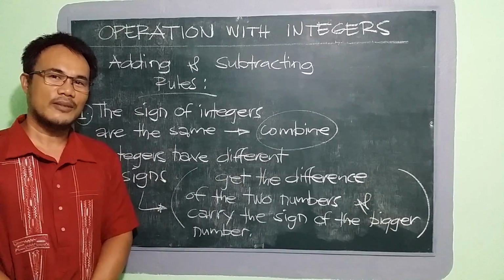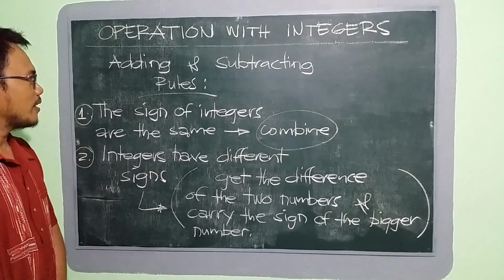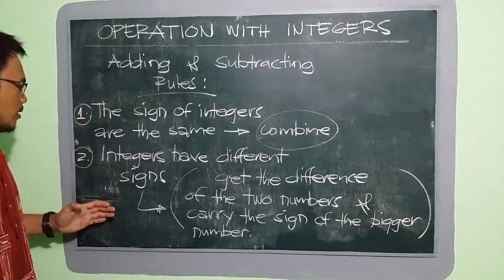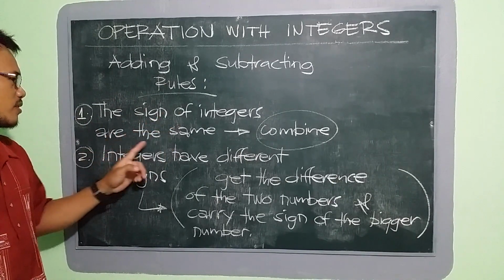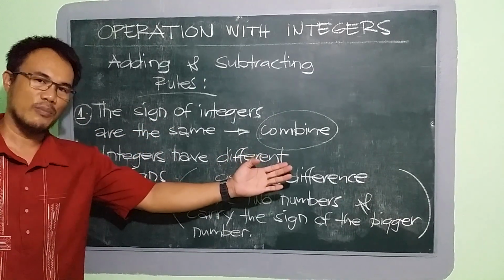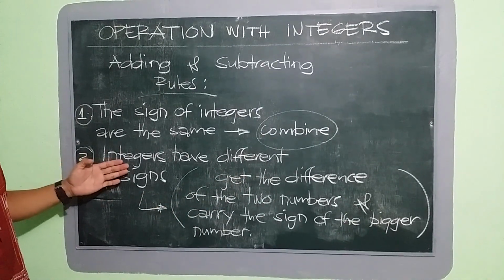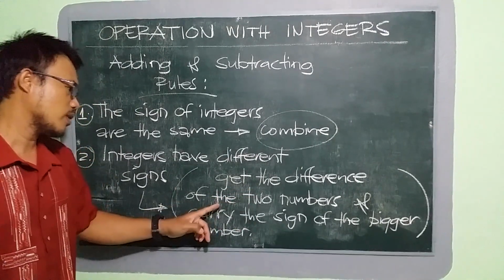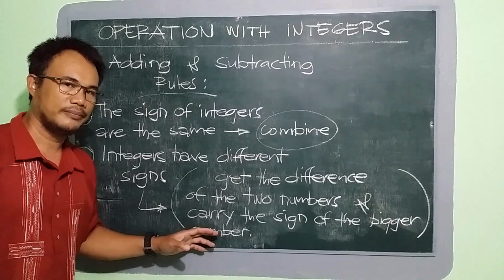Hello everyone. Our topic for today's video is all about operations with integers. In adding and subtracting integers, we have the following rules. Number 1, if the signs of the integers are the same, simply combine. Number 2, if the integers have different signs, all you have to do is get the difference of the two numbers and carry the sign of the bigger number.